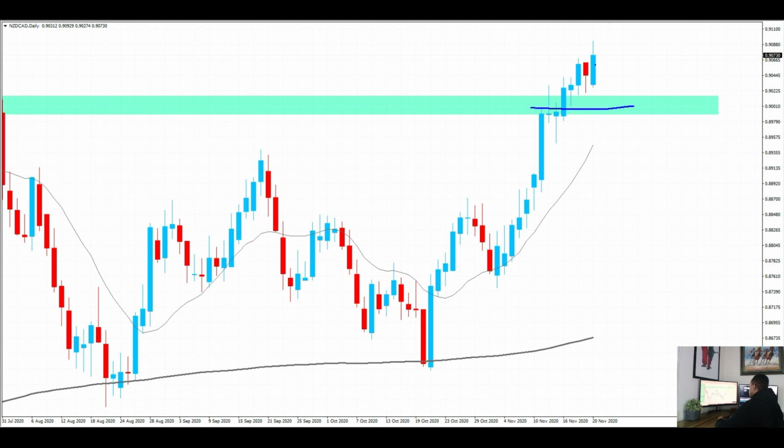Obviously this area will be acting as support, so again have to be watching out for that area. If you do get a move to the downside, potentially have to watch price action in that area. If you do start to see some rejection, could easily see a move back higher. But if we don't and we see strong bearish candles coming into the market, again that's a sign that we're getting a false breakout and could see price go a lot lower.